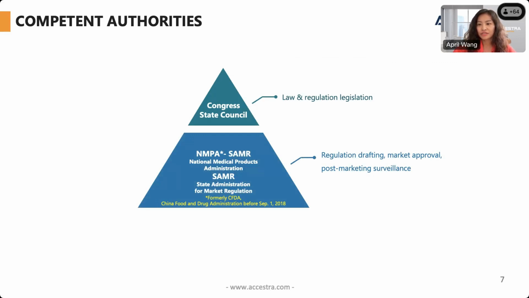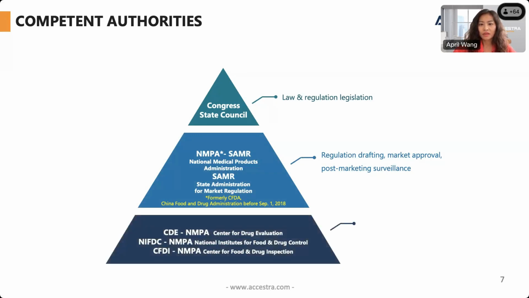The second tier is NMPA, short for the National Medical Products Administration, mainly responsible for drafting regulations and supervising market access approval and post-marketing surveillance of medical products. It was formerly known as CFDA, which is a counterpart of US FDA and EMA. At the bottom is CDE, short for the Center for Drug Evaluation, the technical support agency under NMPA for drug products. All the application dossiers should be submitted to CDE for review.